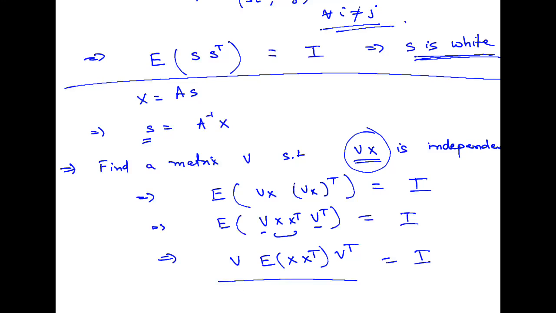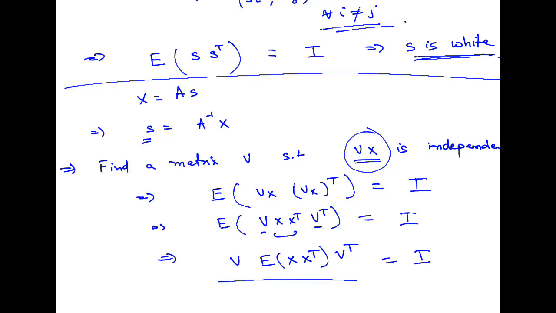Similarly, we observed X, and X is not white, maybe it's pink or something like that. And we want to find a matrix V such that when we multiply X with V, it becomes white. That is if only we use independence. How do we do this? So that's my problem. I have to find a matrix V such that X transpose is white.